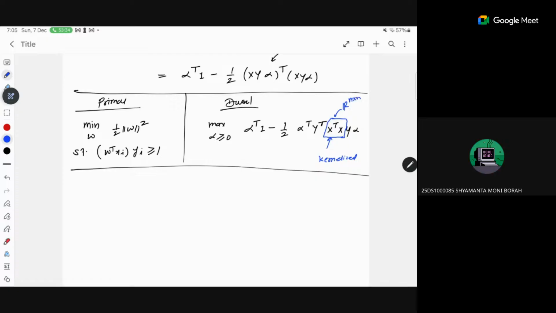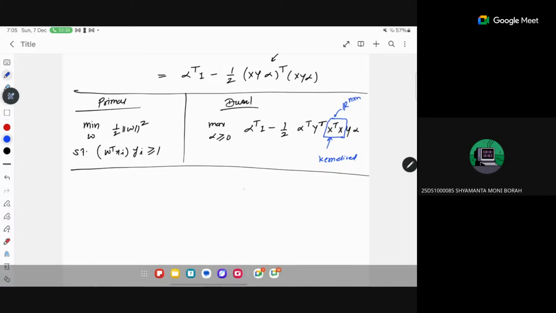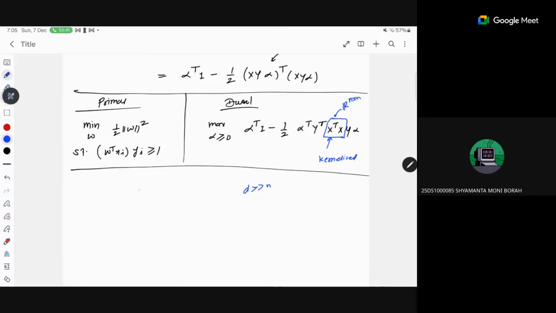So if my d is much greater than n, because your w is in R^d and your alpha is in R^n, then solving this problem will be a good idea, right? We have seen it multiple times, whether it was principal component analysis or linear regression analysis. That is again possible.